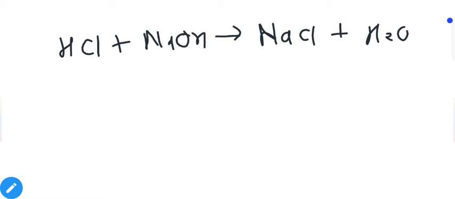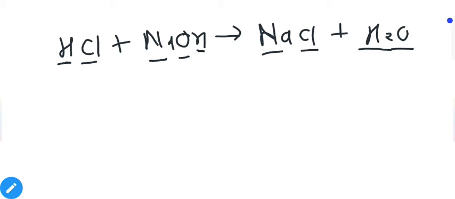Now what does it mean? Let's check the number of atoms on each side. We have 1 and 2 hydrogens on the reactant side. On the other hand, we have 2 hydrogens on the product side. 1 chlorine, 1 chlorine, 1 sodium, 1 sodium, 1 oxygen, 1 oxygen. So all the atoms on both sides are equal.